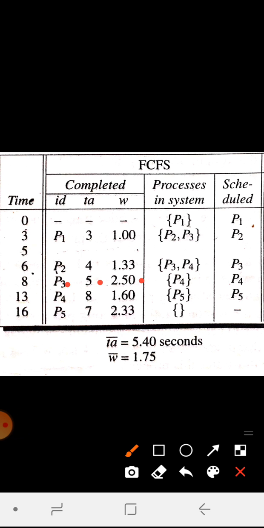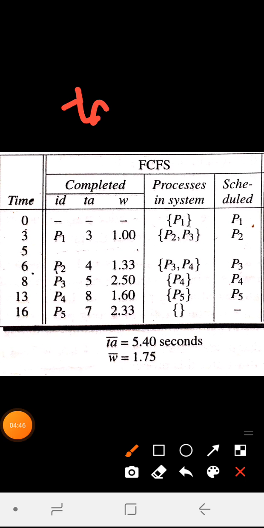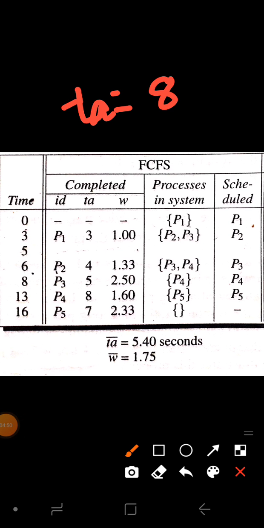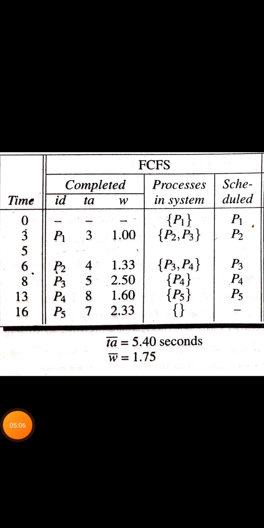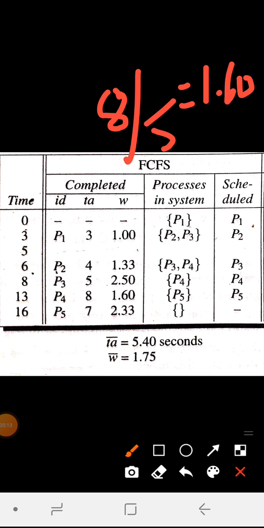Next we will take process P4, which arrived at 5, but it will start its execution at 8. From 8 it will take 5 service time units to get completed. Therefore, the turnaround time will be 8, because it starts its execution when P3 has ended. P3 has ended at 8. From there, it will take 5 time units to get completed. Therefore, the turnaround time is 8 and weighted turnaround time will be 8 by 5, which is 1.60. That is what is shown.